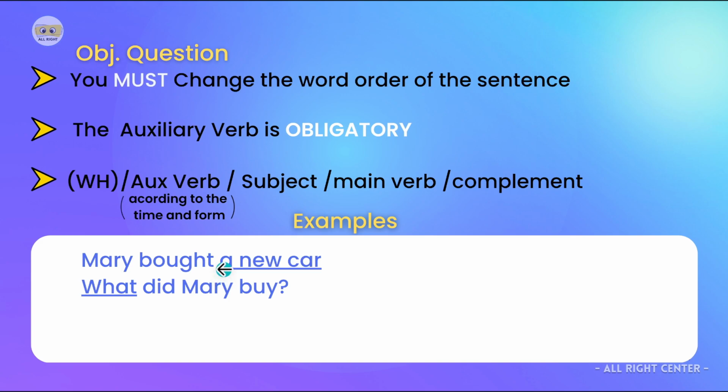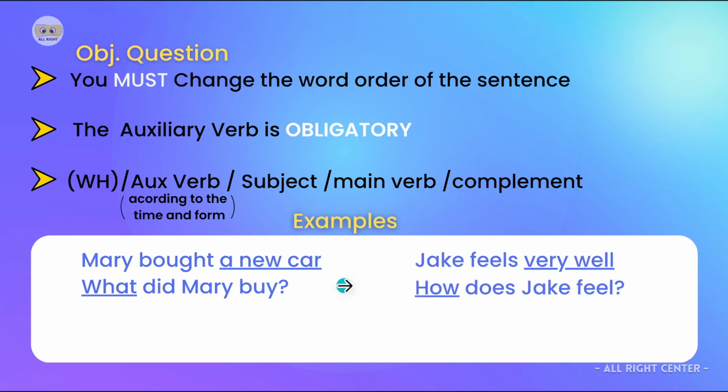Examples. Mary bought a new car. Mary compró un auto nuevo. ¿Qué compró? ¿Quién recibió la acción? El auto nuevo. So Mary bought a new car. Well, what did Mary buy? Aquí sí hay un auxiliar que está en pasado. What did Mary buy? ¿Qué compró Mary? Un auto nuevo. That's an object question, all right?